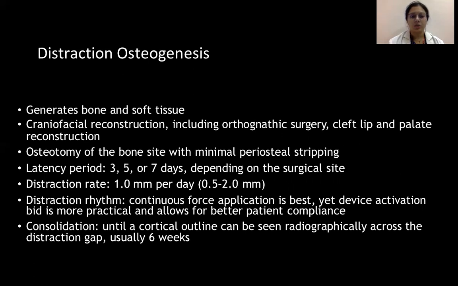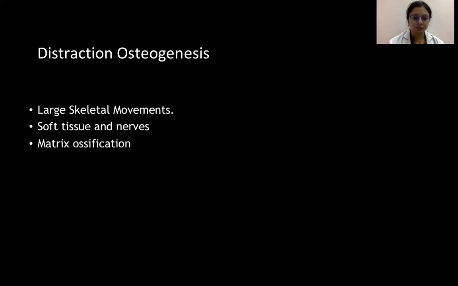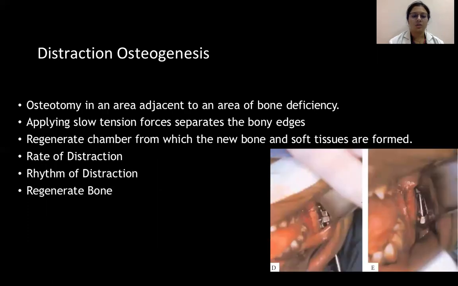Next is distraction osteogenesis. It generates bone and soft tissue, and is used in craniofacial reconstruction including orthognathic surgery, and cleft palate and lip reconstruction. Osteotomy of the bone site with minimal periosteal stripping. Latency period 3, 5 or 7 days depending on the surgical site. Distraction rate 1 mm per day. Distraction rhythm: continuous force application is best, yet device activation is more practical and allows for patient compliance. Consolidation until a cortical outline can be seen radiographically across the distraction gap, usually 6 weeks. Carried out for large skeletal movements, soft tissue and nerves, matrix ossification.